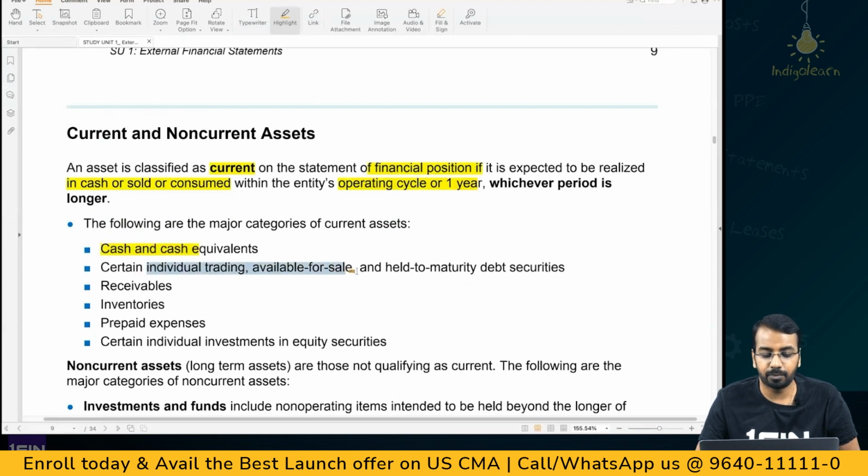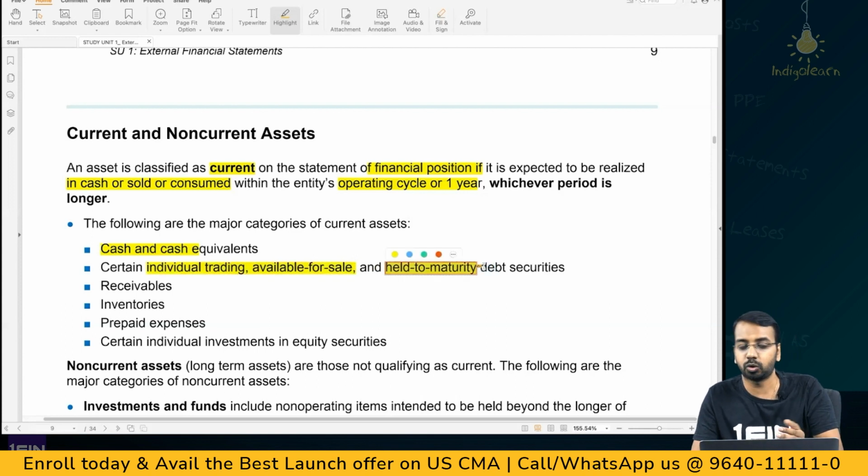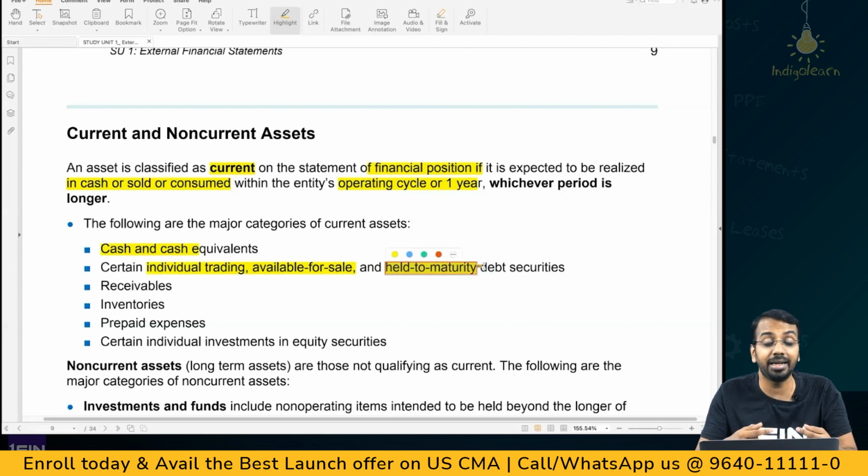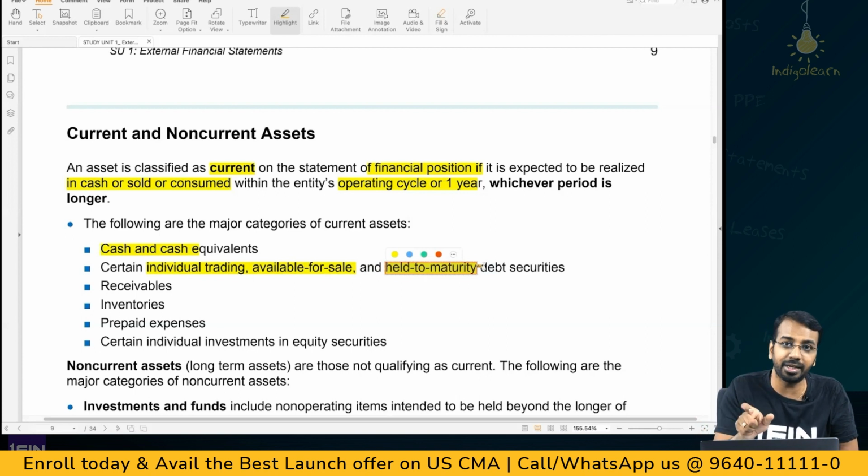Trading, available for sale and held to maturity debt securities. Held for trading is anyways current, because if I am holding investments for trading, it means I will sell them in a short period of time. When we say securities, these are investments. Debt securities are like your bonds. If I'm holding a bond for trading, meaning buying and selling, I will sell it in a short period of time. Hence, it will be a current asset.